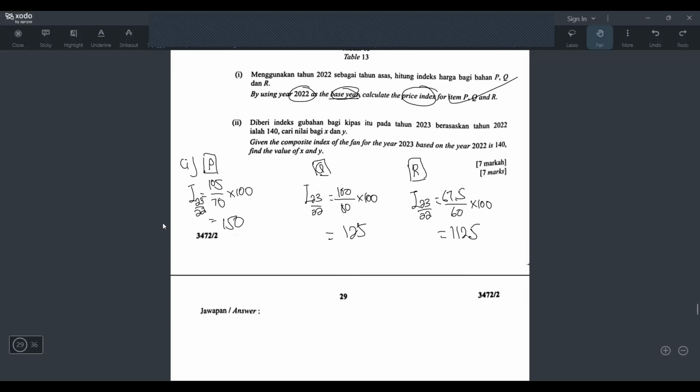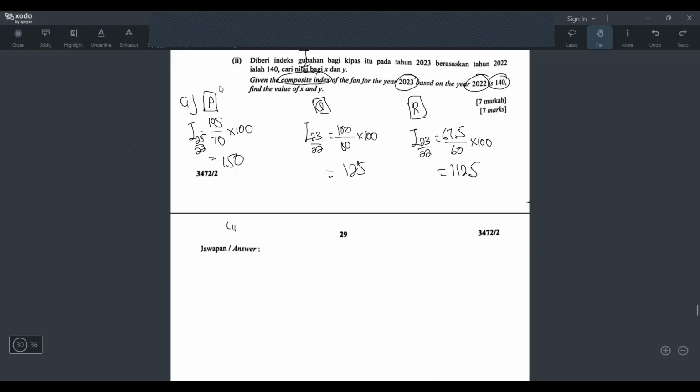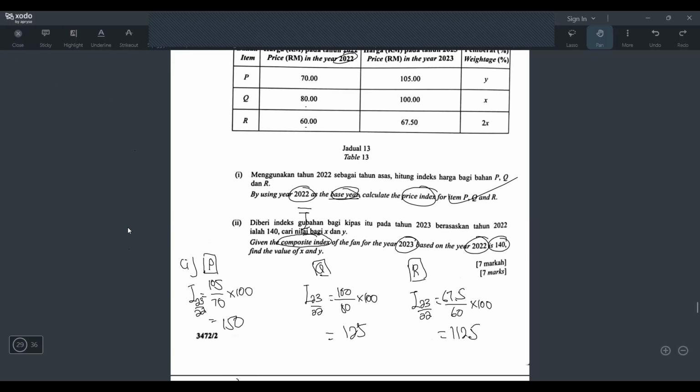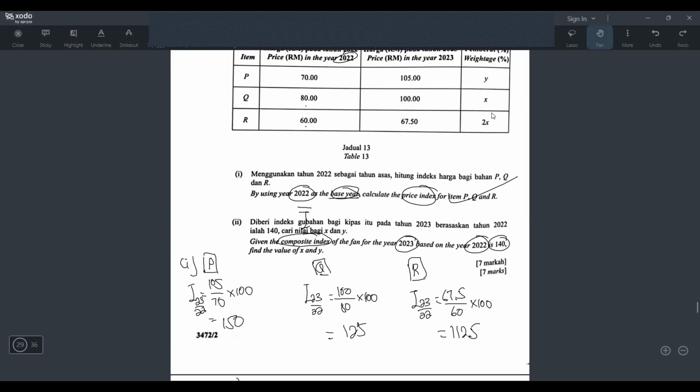Okay, what about question number two? Let's read. Given the composite index, the I dash of the fan for the year 2023 based on 2022 is 140. Okay, so for question number two, the information is given here. Composite index is 140, but let's write the year also, 2023 based on 2022. Find the value of x and y. Let's see where is x, where is y. Okay, here is the x and y.